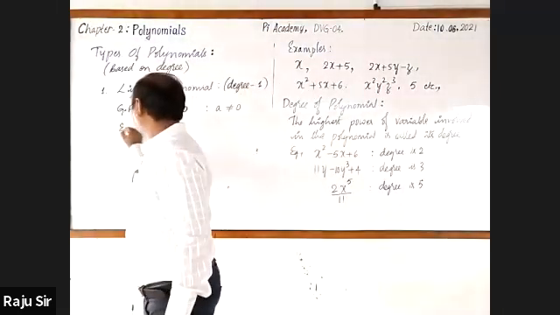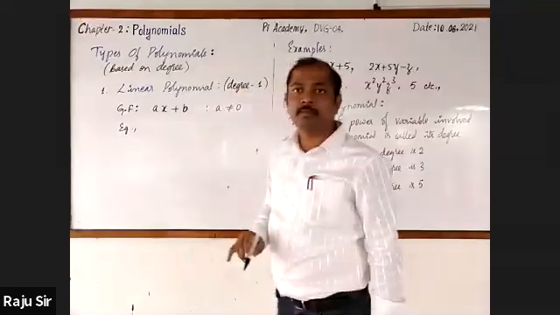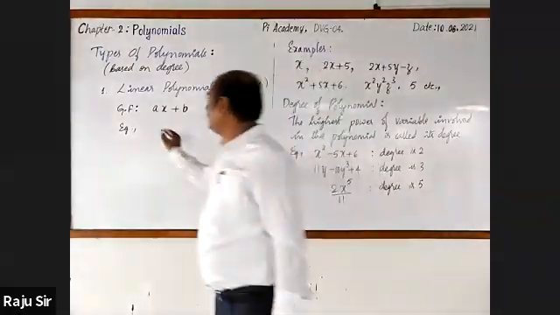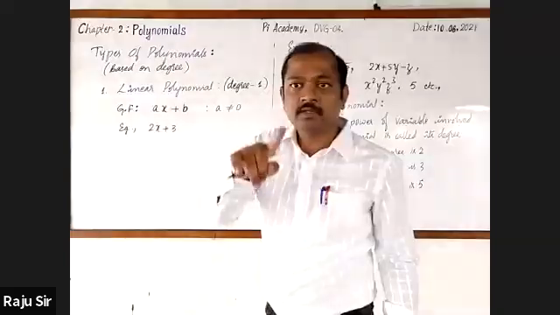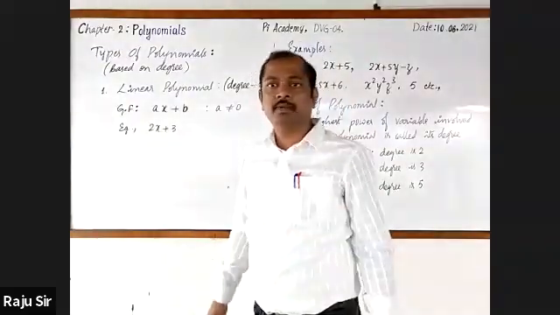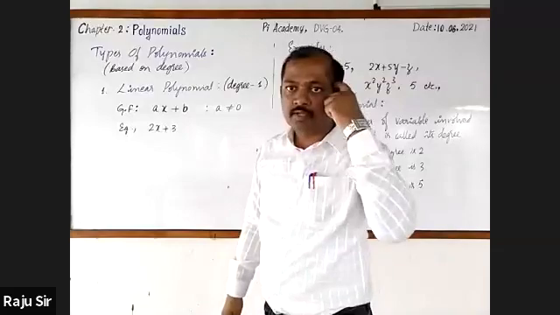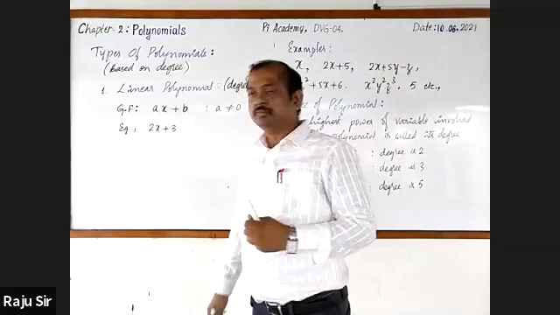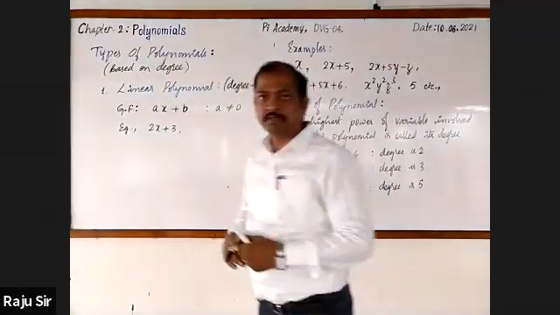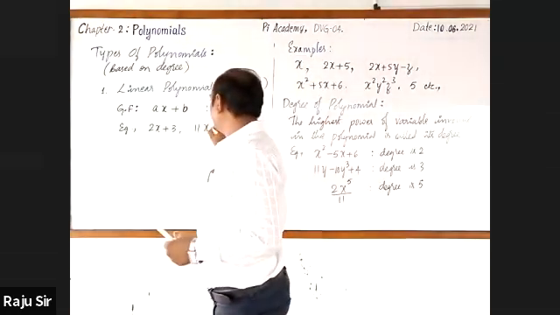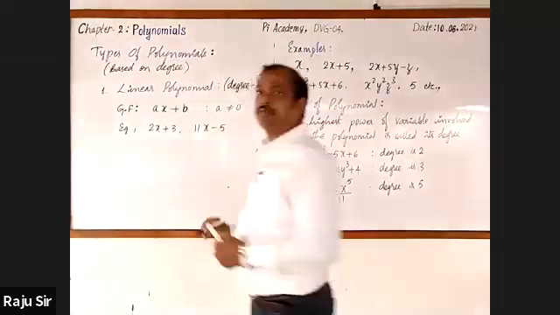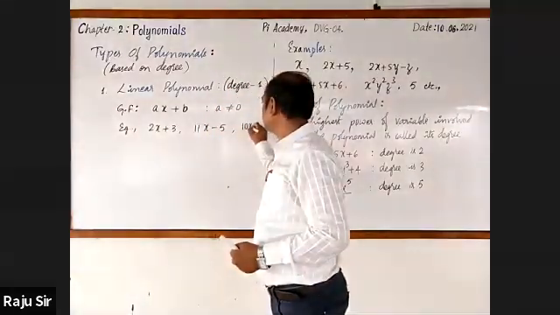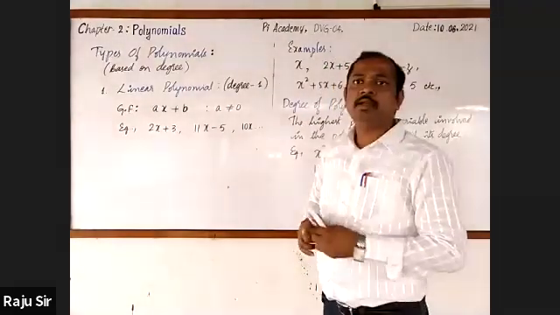I take a few examples. Examples for linear polynomial. Sir, if zero is the power, which polynomial is it? If there is 0, yes, it is a constant polynomial, because 0 can be written as 0 into x raised to the power 0. 2x plus 3, then 11x minus 5, just 10x. All these are examples for linear polynomial.